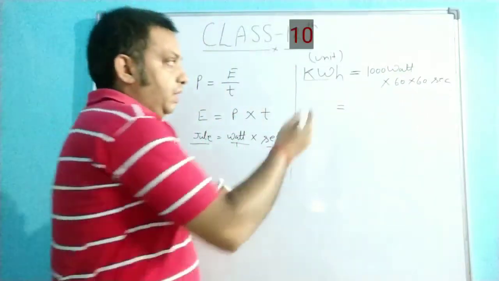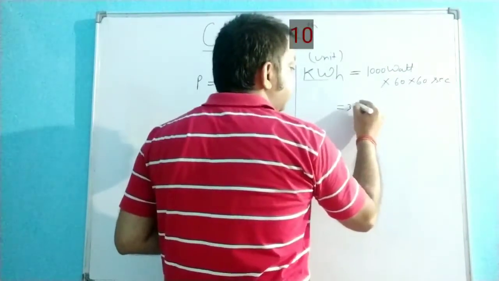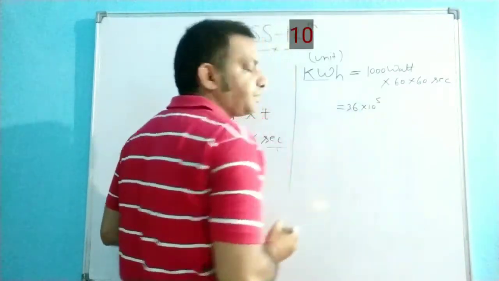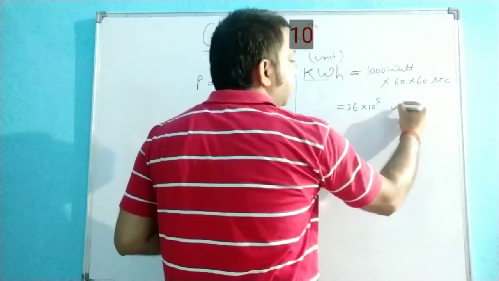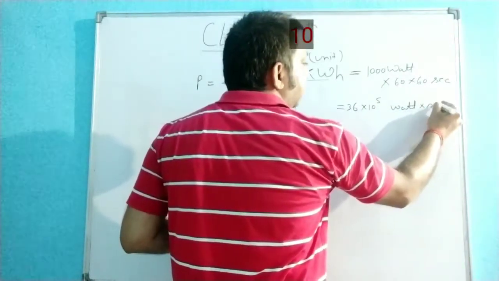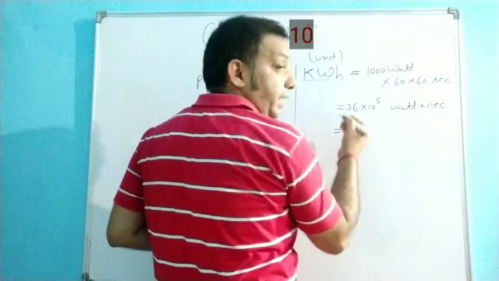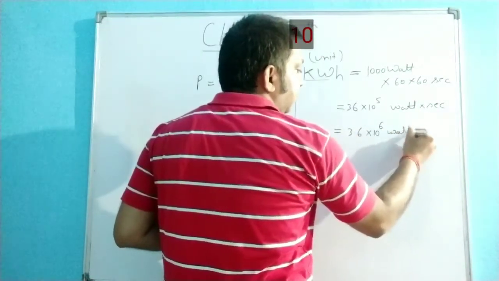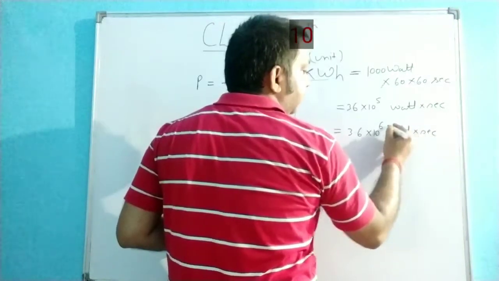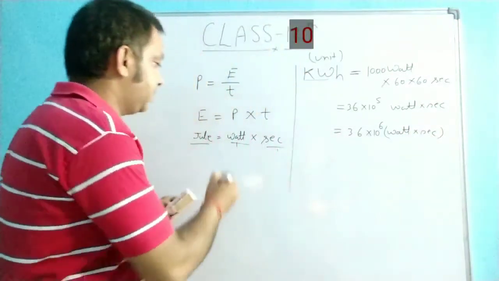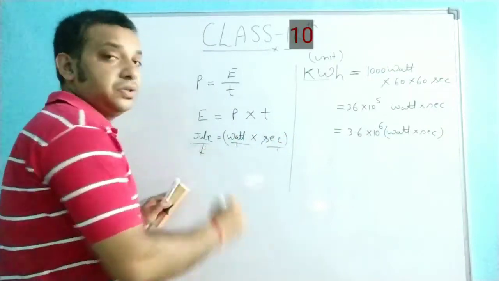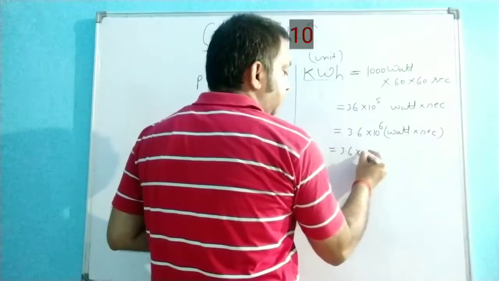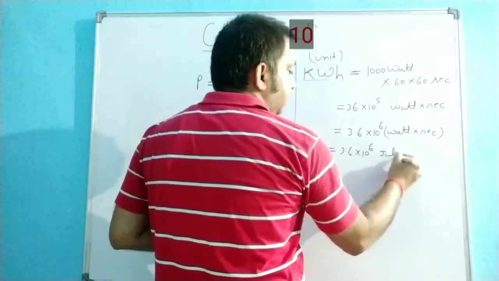After simplification, you will get 36 into 10 to the power 5. And after multiplication, you get watt into second, or in index form 3.6 into 10 to the power 6 watt into second. Now watt into second is basically what? Joule. So you can also write 3.6 into 10 to the power 6 joule.